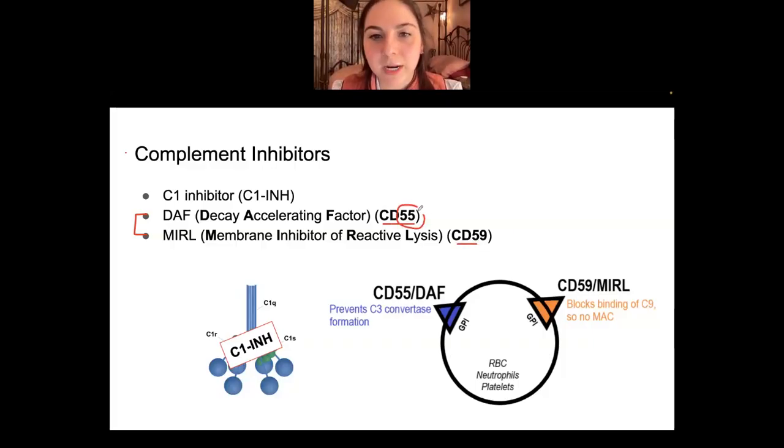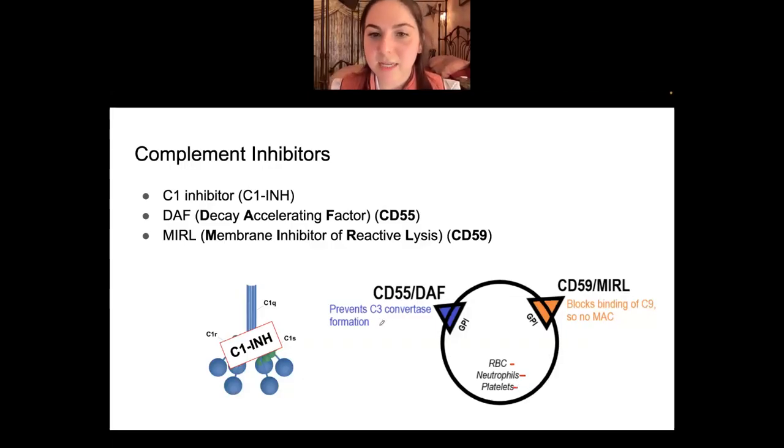You should know, and I know it's annoying, but you should know at least these CDs. I think the MCP CD is not as important, but these you should know. You will get a question on a pathology state where you're missing one of these CDs, and that can lead to a pathology. So definitely know those, because it can come up in questions all the time. And what they do is what's on here. Here's a red cell, and red cells have DAF and MERL, neutrophils have DAF and MERL, and platelets have DAF and MERL. Again, it prevents them from getting attacked by complement.